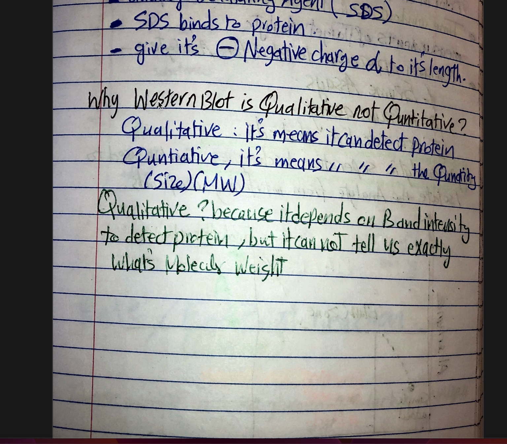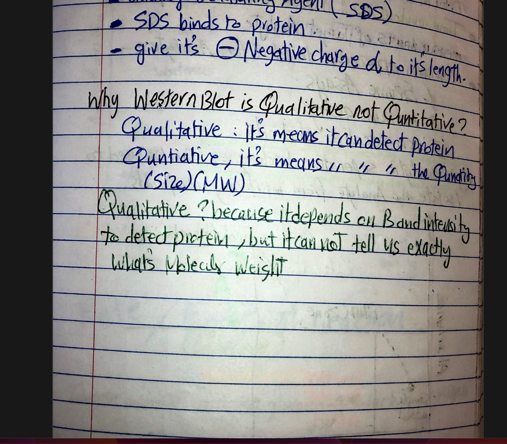But in the Western blot, it's important for detection of the proteins. It's important for knowing also the molecular size of the protein. So it's many things. The Western blot is not used only for the separation of the protein. It's used for protein extraction, separation, and detection. That's why we said that the Western blot is qualitative and not quantitative.